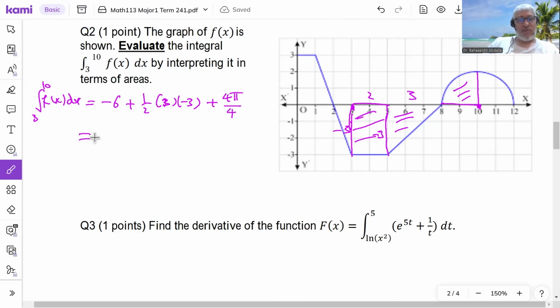So the final answer would be negative 9 over 2, negative 6. So it's negative 21 over 2 plus 4 pi over 4. Cancel 4 with 4, and it is pi.